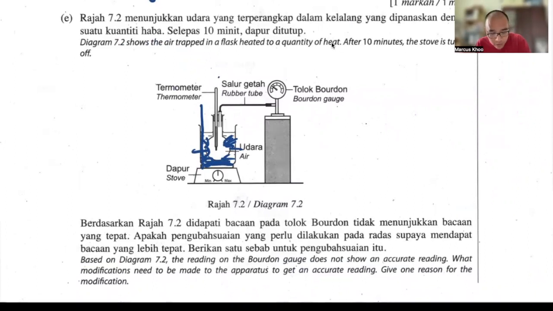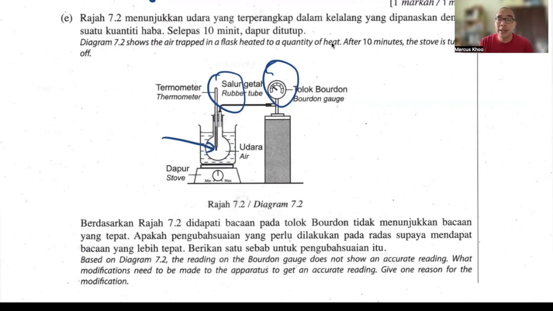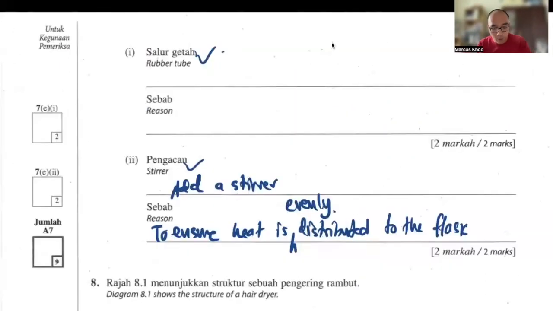If you take a look at the rubber tube, the point of the rubber tube is this: when you heat up this flask that has air, the air is going to get hot. The hot air will flow into the rubber tube and give you the reading for this one. But the problem is the tube is made of rubber, and rubber expands very easily, especially if the gas or the air is very hot. So I can think of two possible answers for this. Number one, you change the rubber tube to a glass tube.